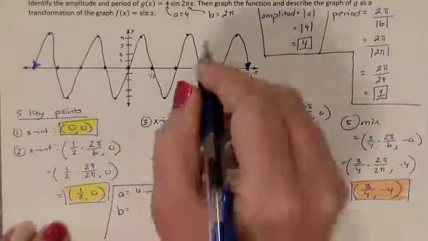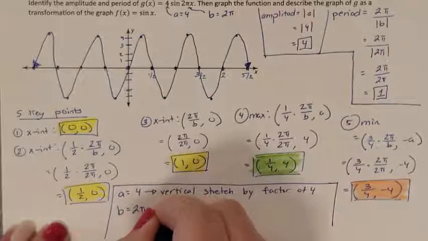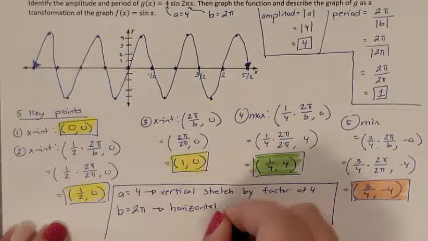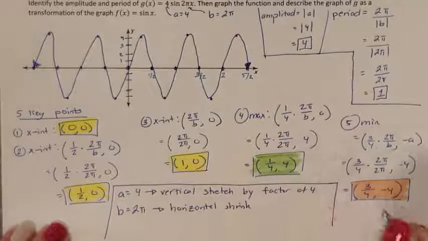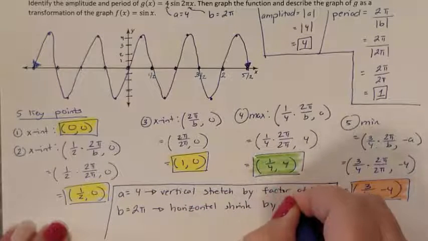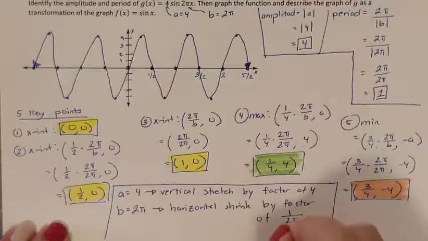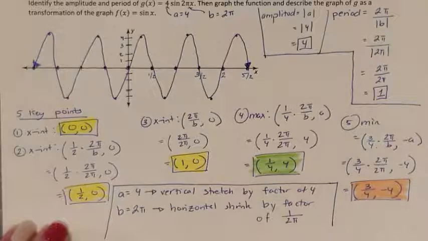Your B, which is 2 pi, always tells us about the horizontal. This is going to be a horizontal shrink. And why is it a horizontal shrink? It's because the reciprocal of this is 1 over 2 pi, which is smaller than 1. So it's going to be a shrink.